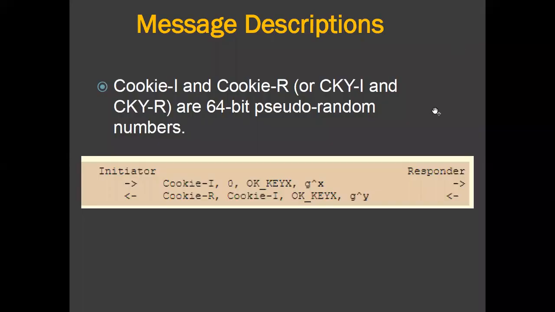Now let us understand the message descriptions in the Oakley protocol. So there are two parties, initiator and responder. The ones which we have seen in the Diffie-Hellman protocol were the two communicating parties, Alice and Bob. So one is the initiator and the other one is the responder here. The arrow indicates whether the message is sent from initiator to responder or vice versa. The fields in the message are named and they are comma separated.